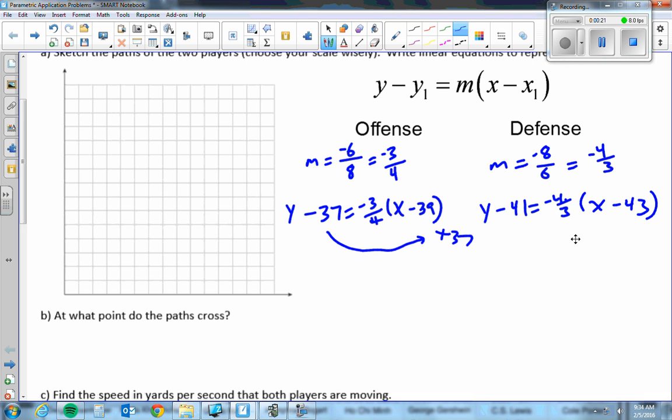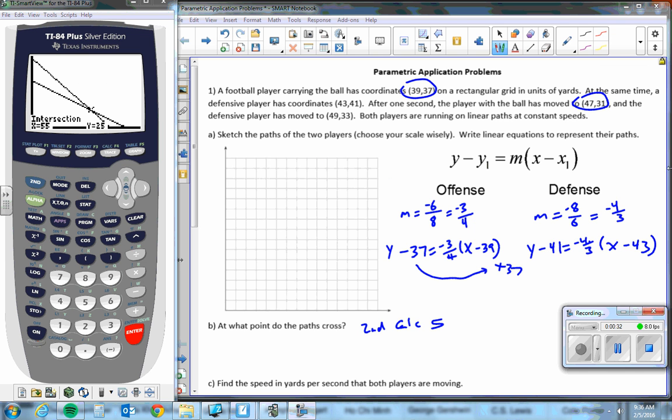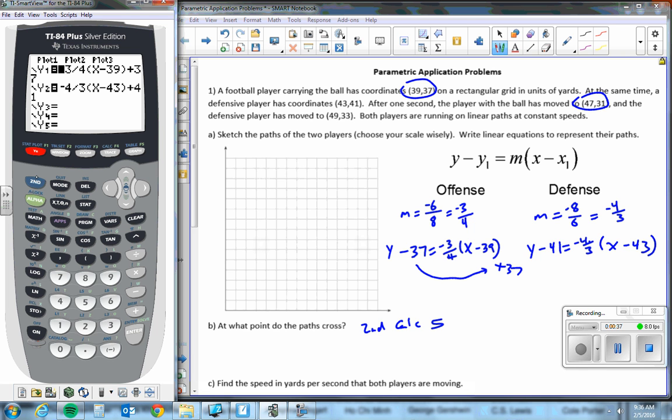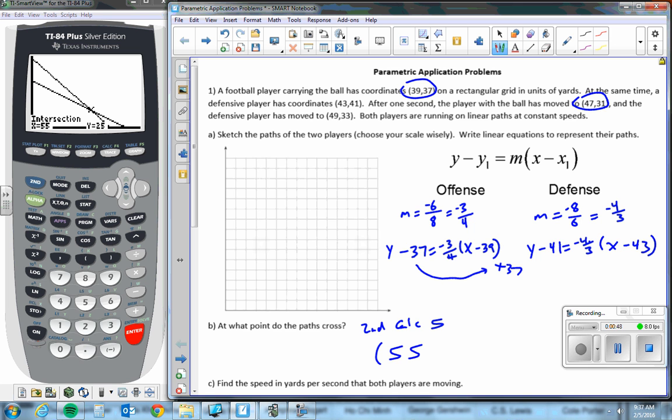Do the same thing with the other equation, y1, y2, and then second calc 5 will give you the point of intersection. So once again, we got it into y1, y2, did second calc 5, and that got us the point of intersection. Second calc 5, enter, enter, enter. So 55, 25 is our point of intersection. And our window settings were up to 100 both ways, and that worked out well.